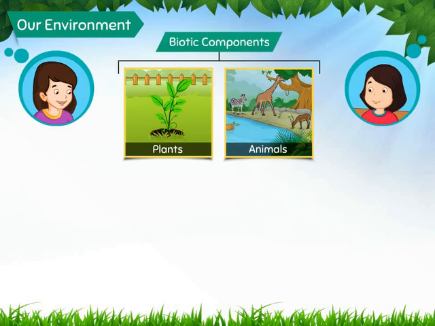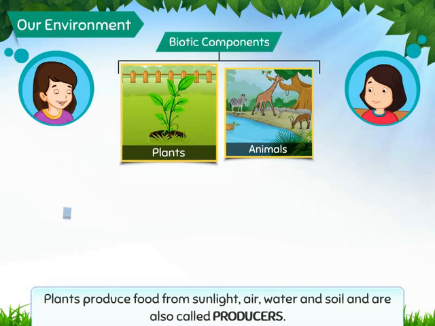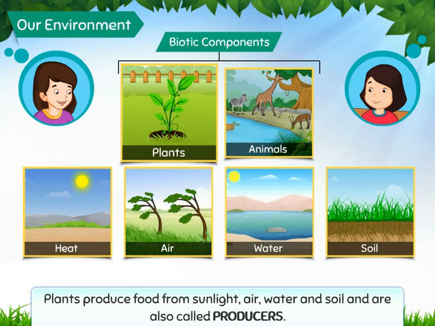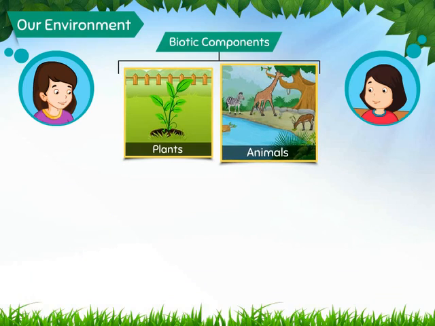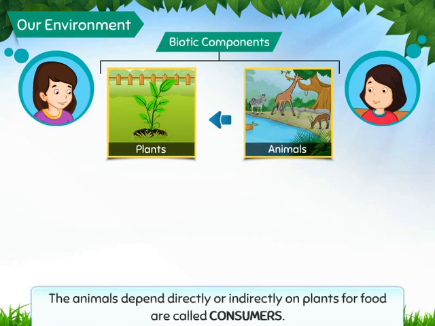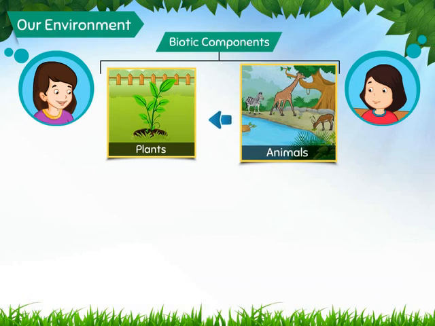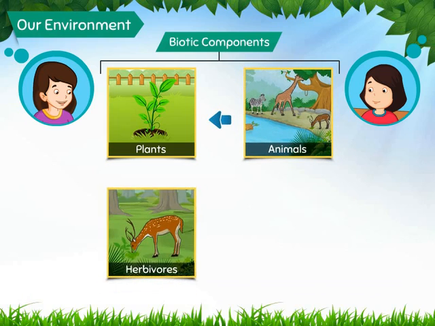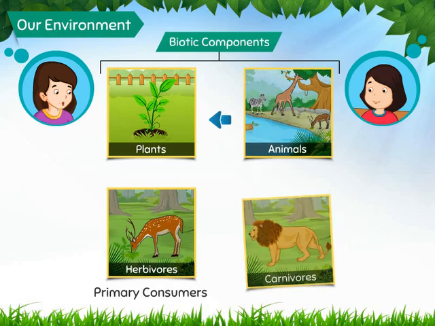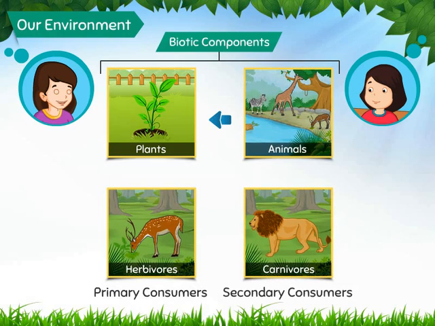Biotic components, such as plants, produce food from sunlight, air, water, and soil, and are also called producers. The animals, on the other hand, depend directly or indirectly on plants for food and are called consumers. Amongst these, the animals that depend directly on plants for food are called herbivores or the primary consumers, and the animals that depend on the herbivores for food are called carnivores or the secondary consumers.